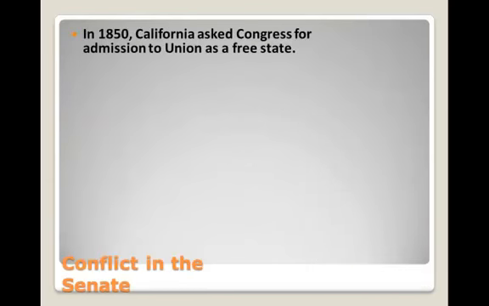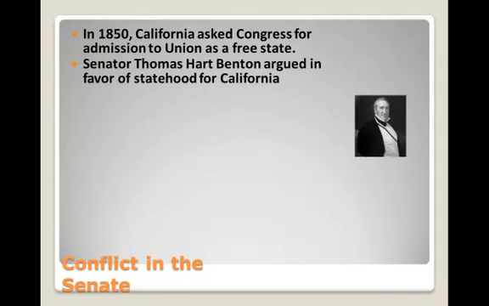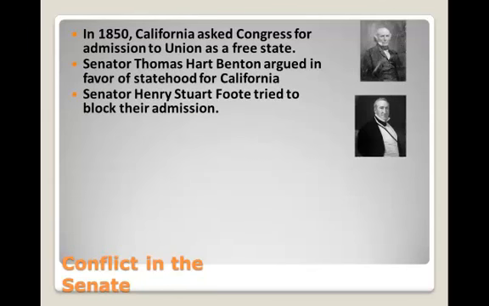In 1850, California asked Congress for admission to the Union as a free state. Once again, we're back to that creating an imbalance. Well, there was lots of arguing again, and in their discussions on the Senate floor, Thomas Hart Benton argued in favor of statehood for California. Senator Henry Stewart Foote tried to block their admission.